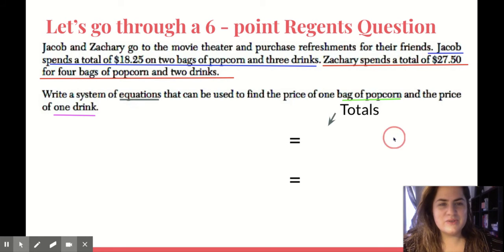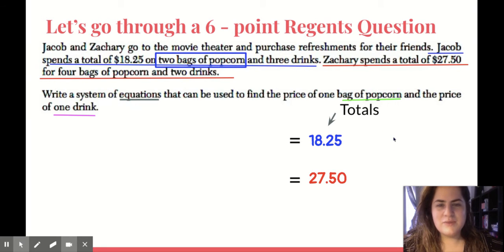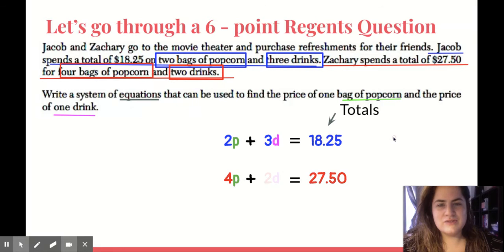Looking for our totals. One of the totals is $18.25. The other one is $27.50. 2 bags of popcorn, I wrote that as 2P. 3 drinks, I wrote that as 3D. 4 bags of popcorn, 4P, and 2 drinks was 2D. So if you got something like that, you're on the right track.